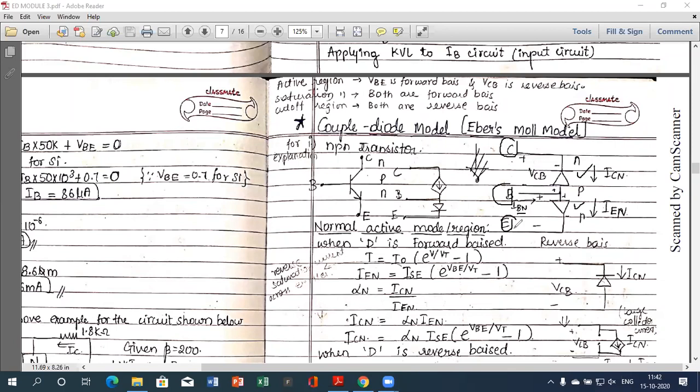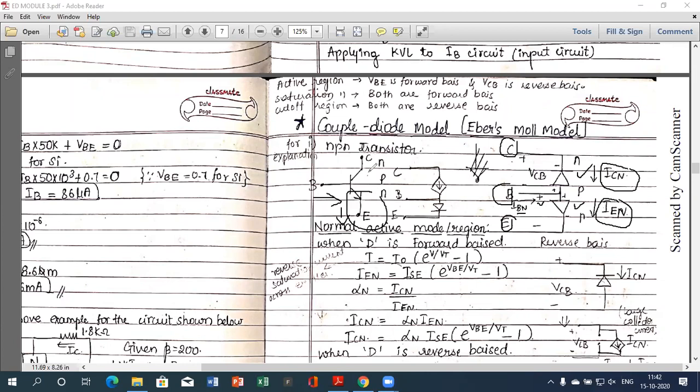At the emitter side, the current flowing across this diode is IEN, the normal emitter current, because this is forward biased. Across the collector terminal, we call it ICN, the normal collector current. The direction of the currents depends on the diodes. For the base, current always flows towards the transistor, so this is the direction of current. For the emitter, the direction of the current will be like this, as I think you already know.